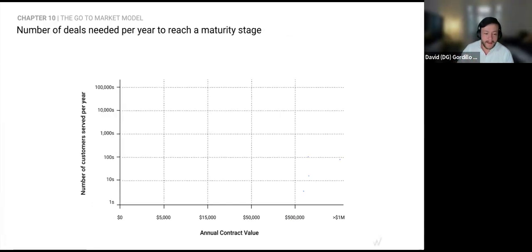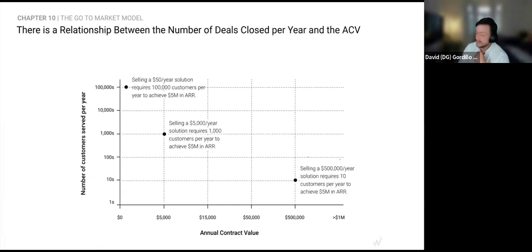Now, if we pair this with a vertical axis that is going to tell us the number of customers that we need to serve per year, you would probably conclude fairly quickly that there's a correlation between the ACV that we're charging and how many customers we need to serve per year in order to generate a certain amount of revenue. For instance, if we are selling a product that is $50 a year, to get to 5 million in revenue, we will need 100,000 customers. In contrast, if our product is $500,000 a year, we will only need 10 customers per year to achieve 5 million in revenue.